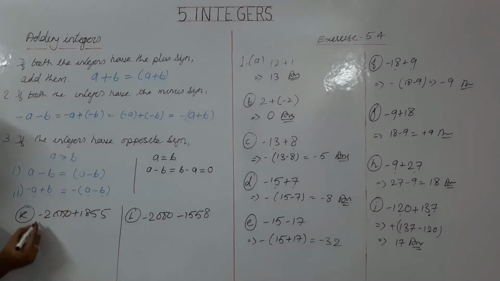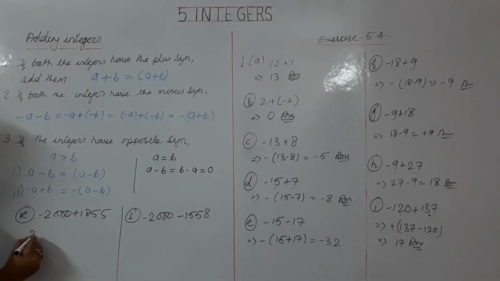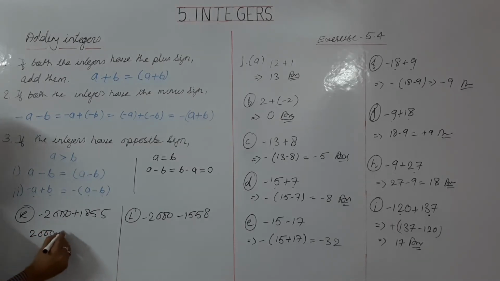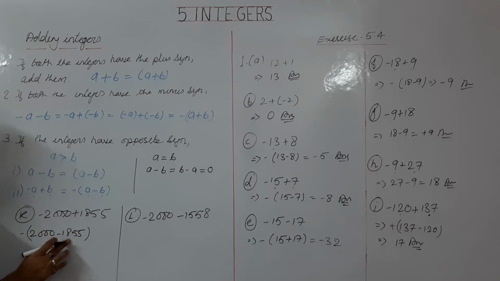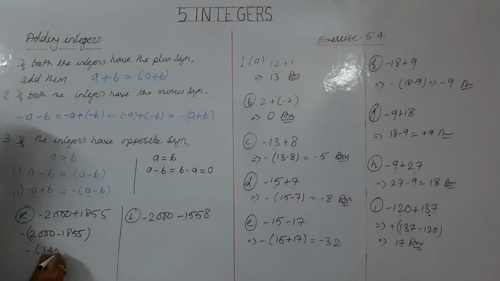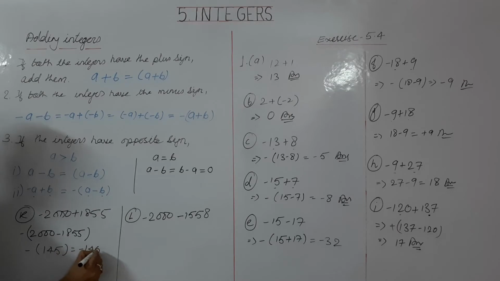But 2000 is negative, 1855 is positive. So what to do? 2000 minus 1855, greater minus smaller, and the sign of the greater. So 2000 minus 1855, you need to perform the subtraction. You will get 145. So 145 with a negative sign, minus 145, is the answer.